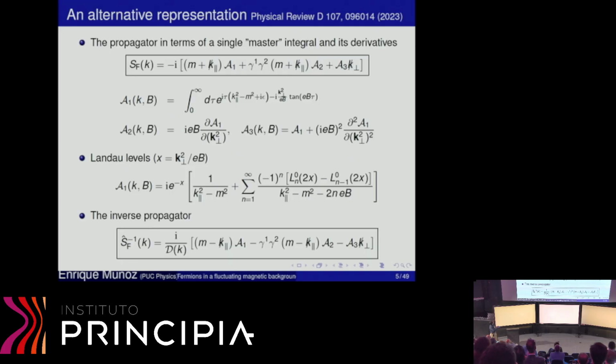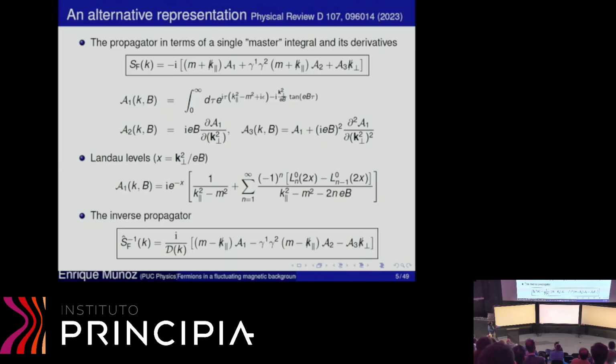So this propagator can be parameterized alternatively by using the same Schwinger representation in terms of a single scalar integral, which is this A1 expression. We proposed this particular parameterization in this article back in 2023. And this single scalar integral can be expressed in terms of Landau levels.